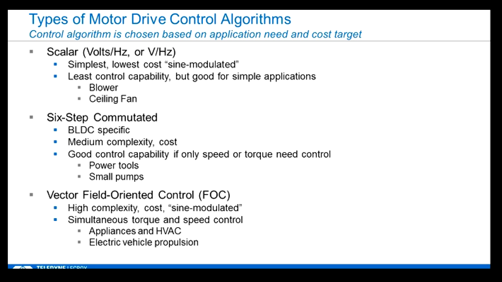A six-step commutation is really specific to what I call a brushless DC drive, using Hall sensor technologies to measure rotor speed and position. It's medium complexity and cost. It's very common. It's a pretty good control capability if you only need, let's say, speed or only torque control, and you don't need to control that in too defined a way. So it's very common in power tools or small pumps, things like that.